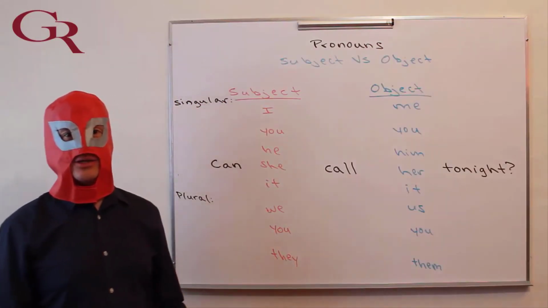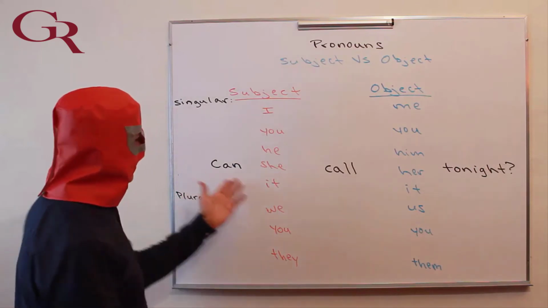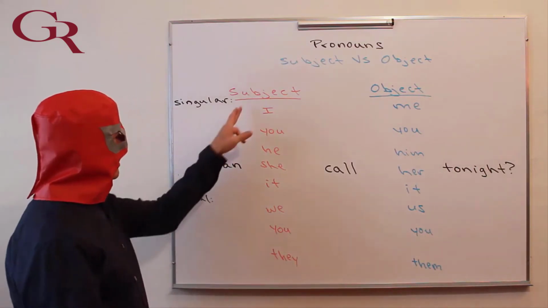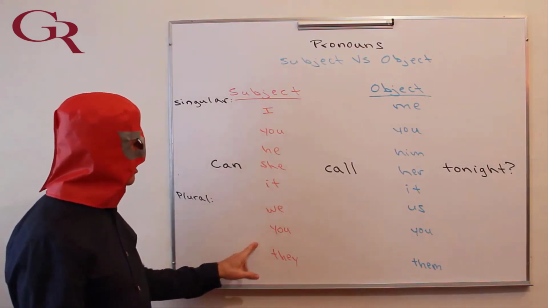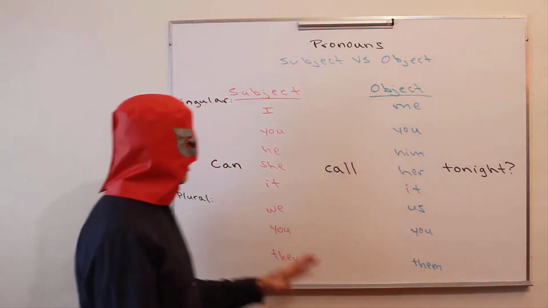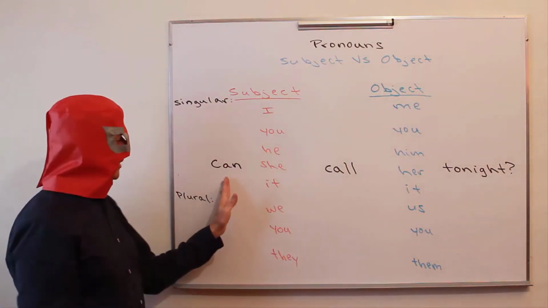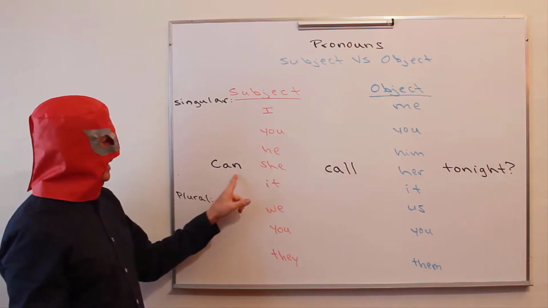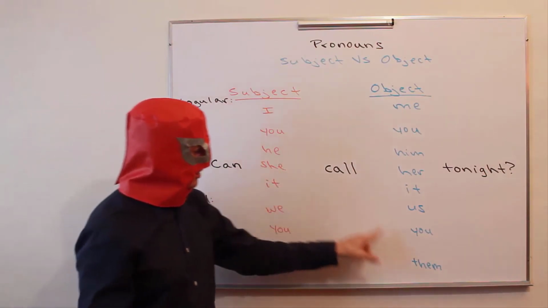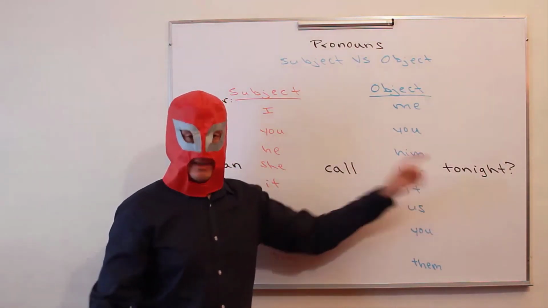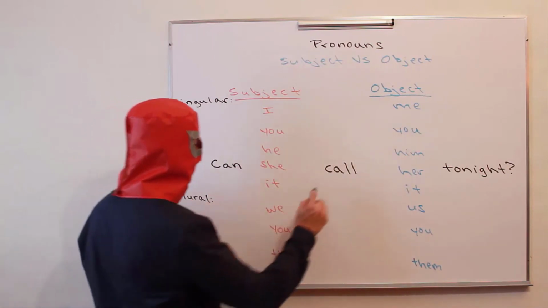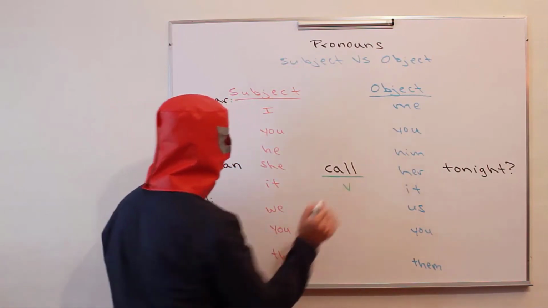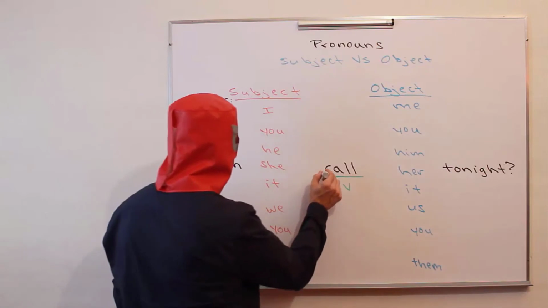Okay, now let's take a look at questions. Okay, so here I have an example. And once again, I have my subject pronouns and I have my object pronouns. In this case, we're going to use can. Okay, so for example, can she call them tonight? And that's a question. So once again, my verb here is call. Okay, so this is my verb.